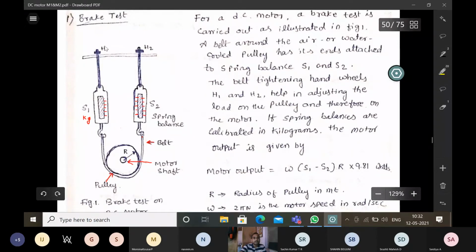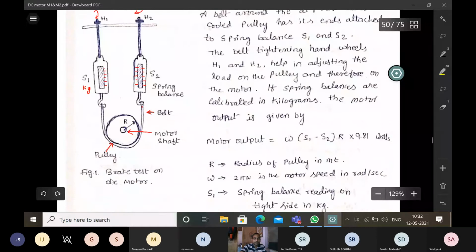This is connected to the hand wheels H1 and H2. We rotate these handles, and when rotating in different directions, the belt is tightened. One side is called the tight side and the other is called the slack side. So this is the arrangement of the brake test.